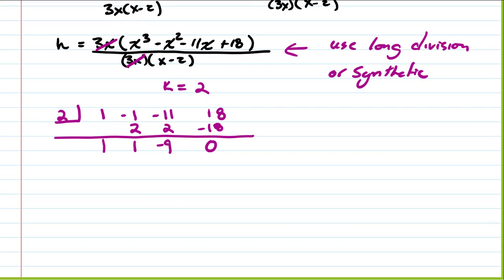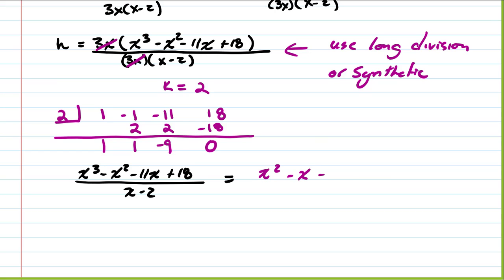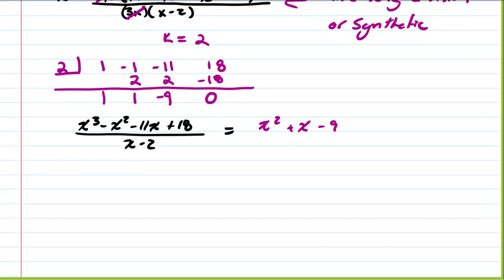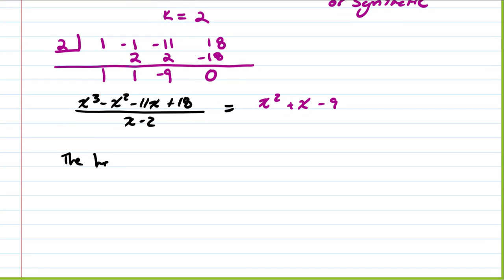So this tells us that x cubed minus x squared minus 11x plus 18, all over x minus 2, is equal to x squared plus x minus 9. Oh, sorry, plus. That is a positive one. So x squared plus x minus 9. So finally, that is the height. So the height is x squared plus x take away 9.